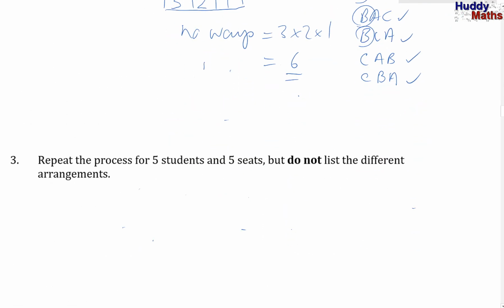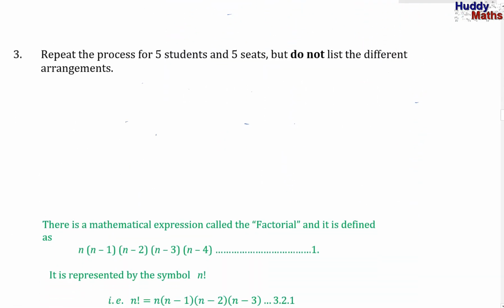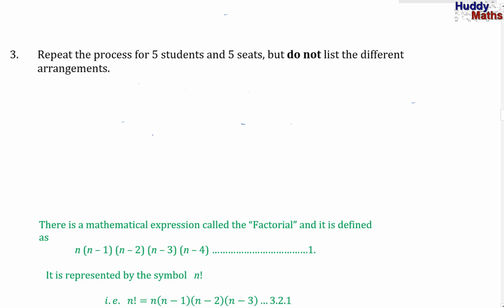All right. How did you go? Let's go down here. I want you to repeat the process for 5 students and 5 seats, but do not list the different arrangements. There's too many. Okay, pause it and have a go. Right, here we are, 5 students and 5 seats. So 1, hang on, let's come out here a bit. 2, 3, 4, 5. There's our 5 seats, and we've got 5 students. How many ways can you fill the first one? 5. One person sat down, here 4 left. Then 3, then 2, then 1.